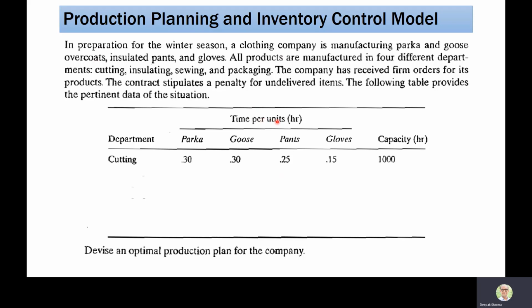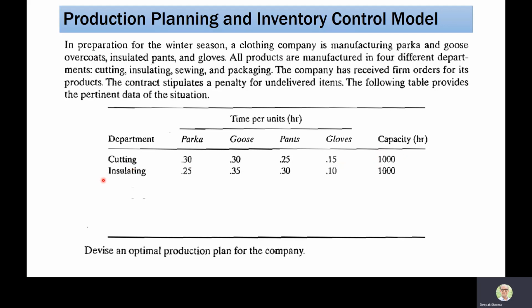Now the time per unit, meaning how much time we need per unit, is given. For example, in the first column, we have the various departments and the different kinds of products which we are making. If we look at Parka, it requires 0.30 hours in cutting. Similarly, Goose overcoat needs 0.30 hour for cutting, and similarly pants and gloves. If we look at the cutting department, the maximum capacity it can handle is 1000 hours.